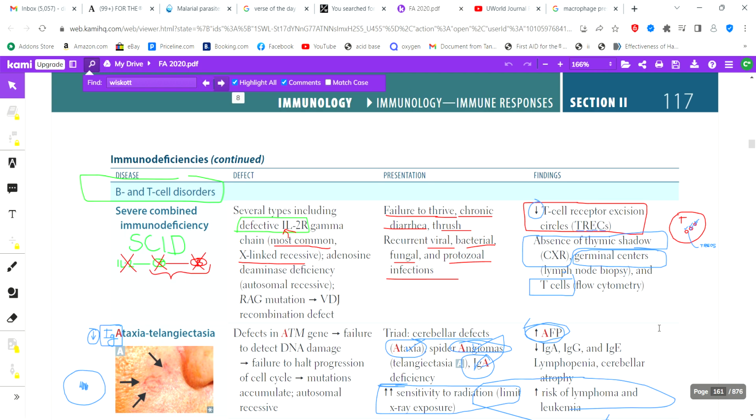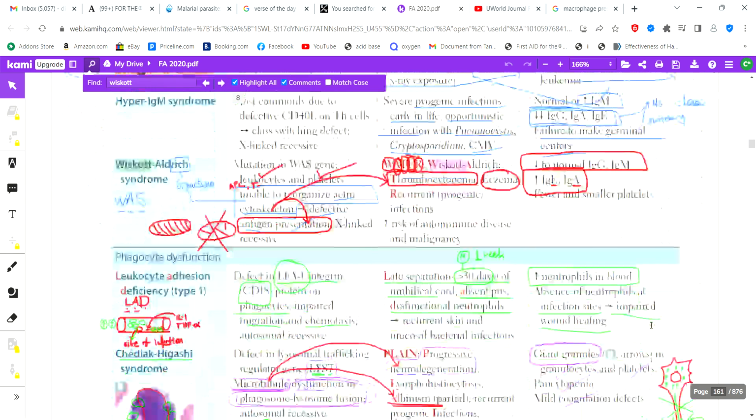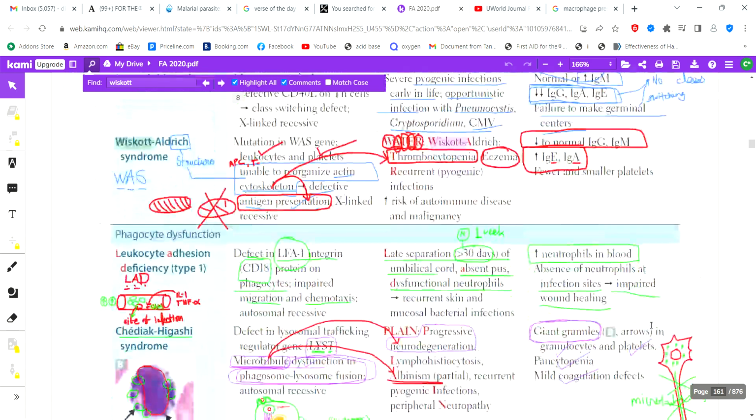Is it not inverse, dude? Oh, there it is. Okay, Wiskott-Aldrich syndrome.